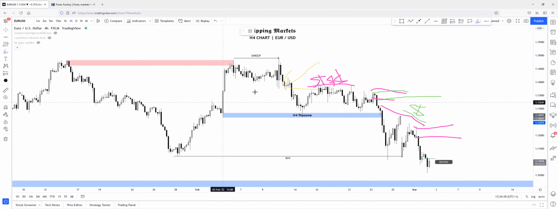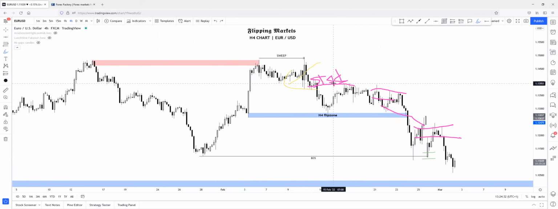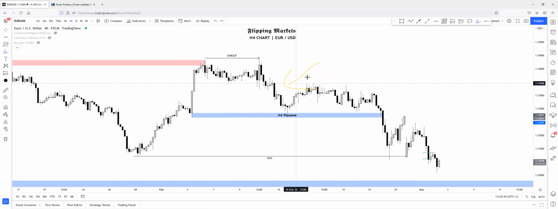I can't understand this yellow line here, because this supply zone, sorry, please can you just remove this drawing, this yellow line? Thank you. So basically this supply zone up here, please just remove the drawing or I will just remove it. Okay, perfect. So this supply zone up here has been mitigated already by the price action in this region. So this supply zone is mitigated, but this supply zone built up liquidity here.